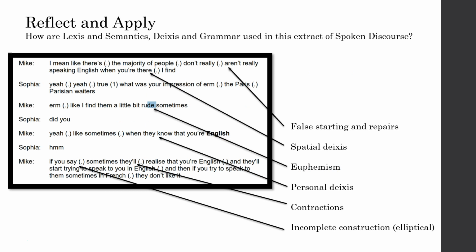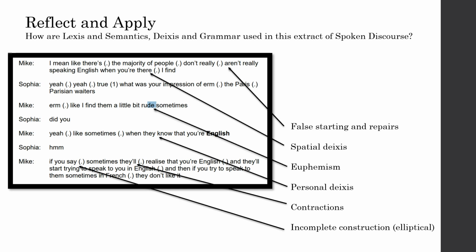So hopefully you found that fairly easy to identify some of the features in there. There were false starts and repairs in Mike's utterance at the beginning. I have also labelled some deixis on this, which we looked at last lesson. And later when we look at these extracts in detail, we'll look at actually analysing or interpreting these features, but right now a little bit of feature spotting will help us perhaps to understand.